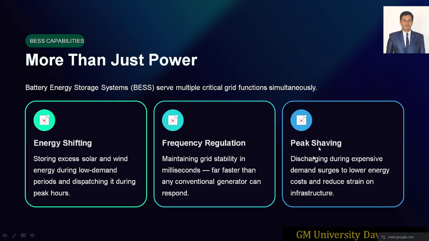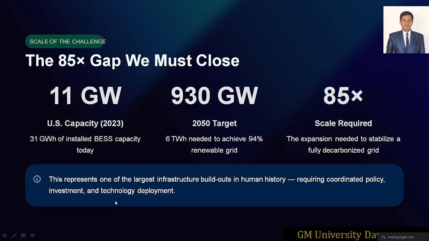And for peak shaving, try to discharge during expensive demand surges to lower the energy cost, right? Whenever the demand comes, try to make the peak shaving by discharging energy when it is very expensive. So that peak shaving can be made easier, the cost is reduced, and the strain on your infrastructure is reduced. Right, energy shifting: shift the energy from solar and wind, stored during low demand periods, and dispatch it during the peak hours.